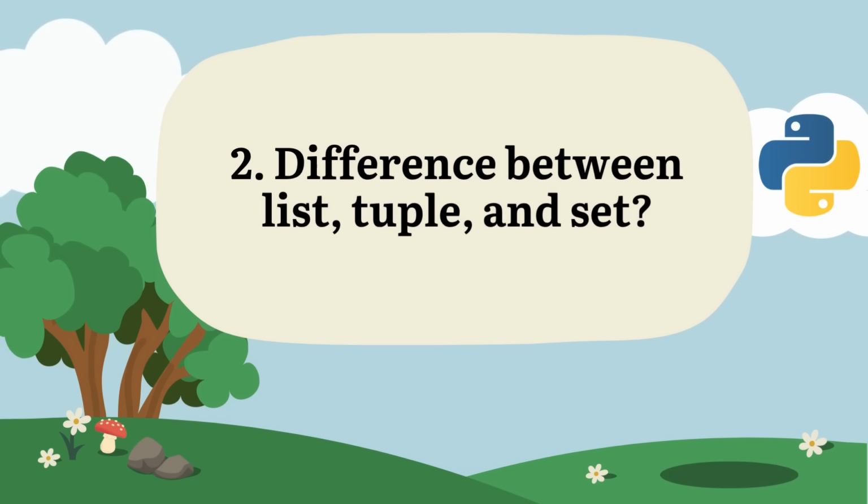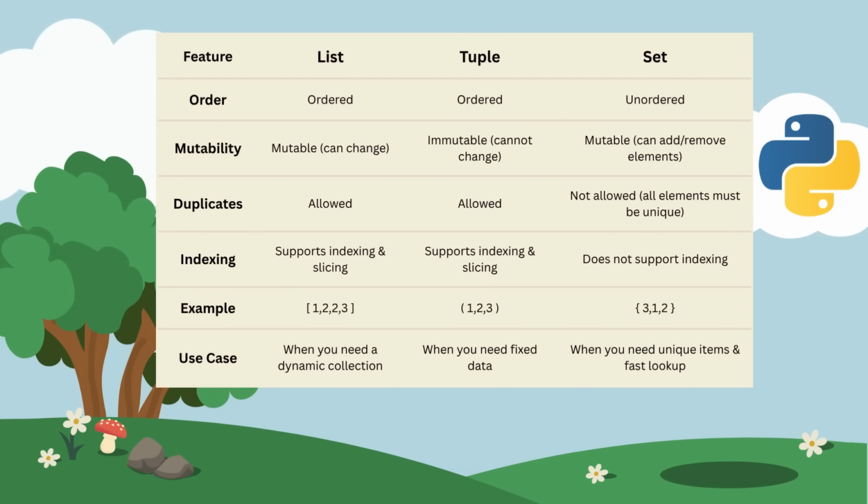What's the difference between list, tuple, and set? Take a moment and think about your answer. A list in Python is ordered and mutable, which means you can change it any time, and it allows duplicates. Check example. A tuple is also ordered, but it's immutable, so once created, it cannot be changed. A set is unordered and mutable, but it only stores unique elements.